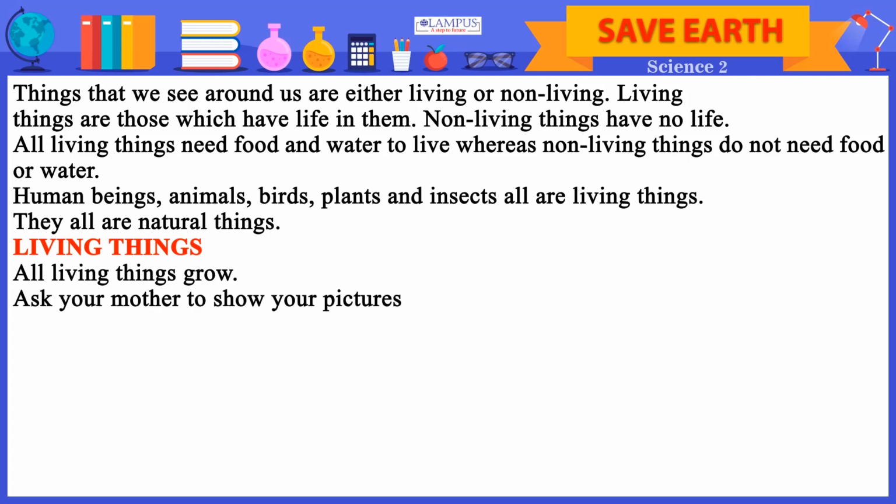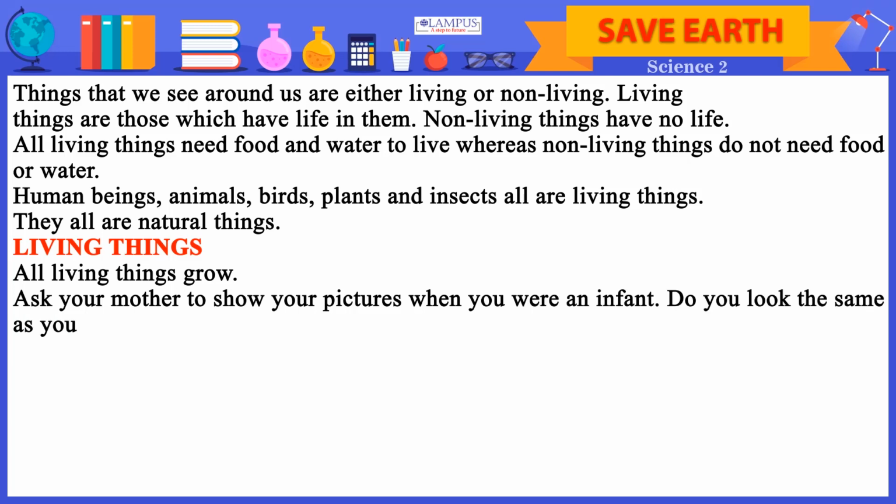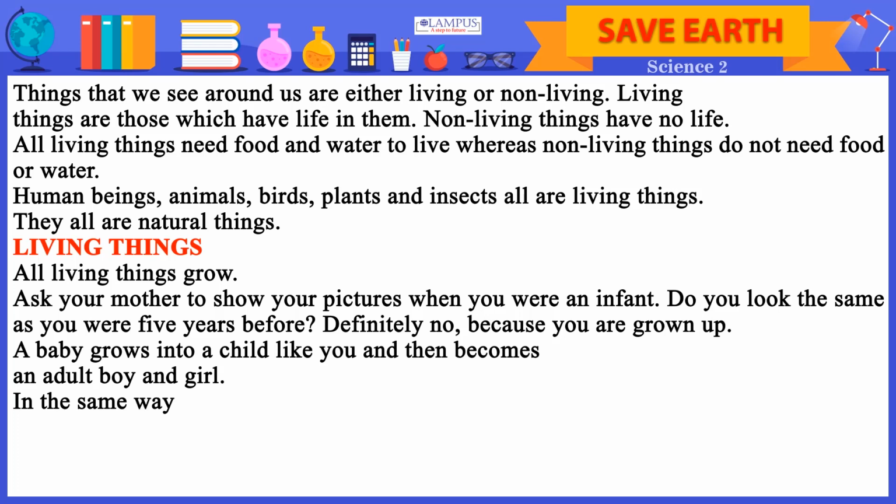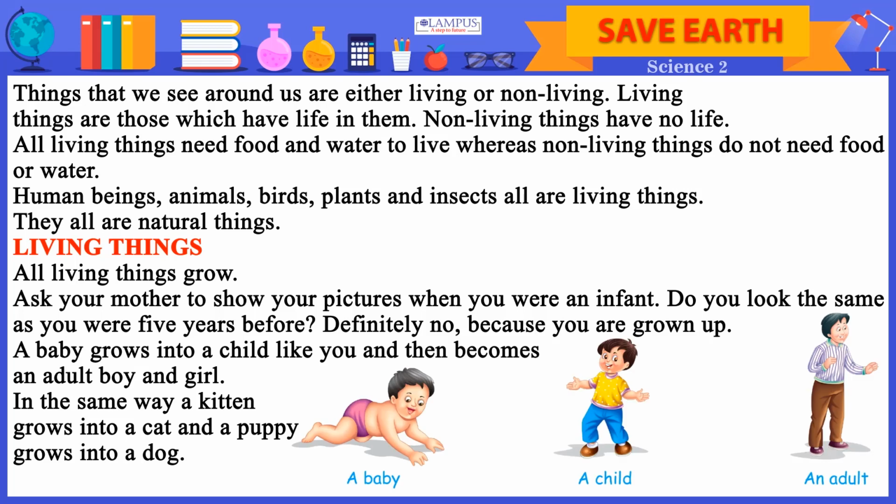Ask your mother to show your pictures when you were an infant. Do you look the same as you were 5 years before? Definitely no, because you are grown up. A baby grows into a child like you and then becomes an adult boy and girl. In the same way, a kitten grows into a cat and a puppy grows into a dog. A baby, a child, an adult.